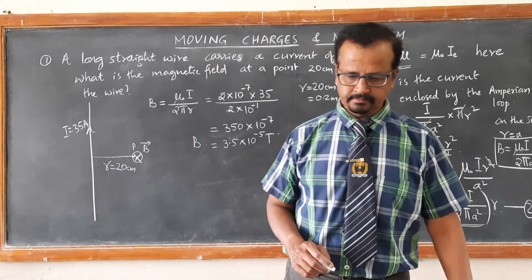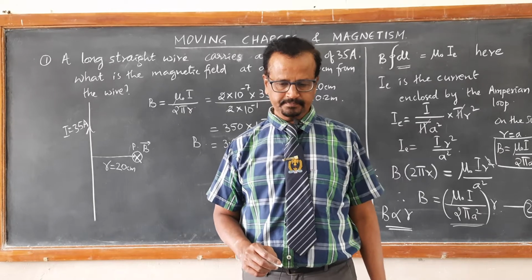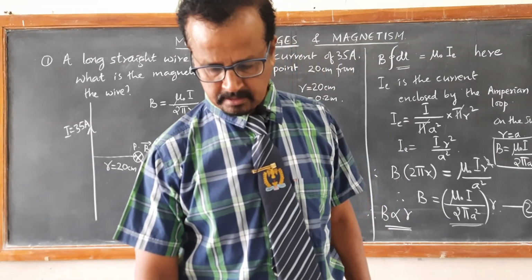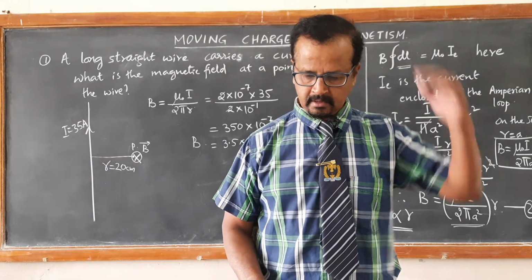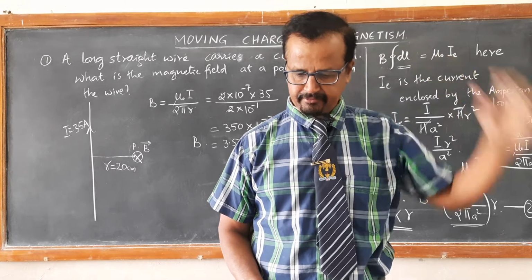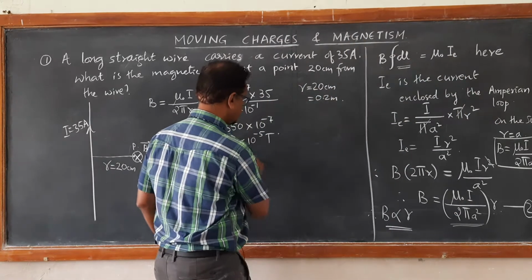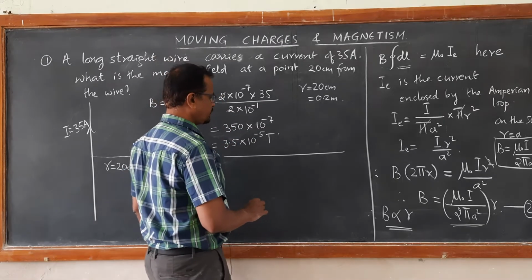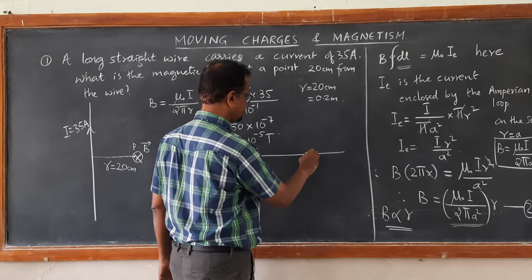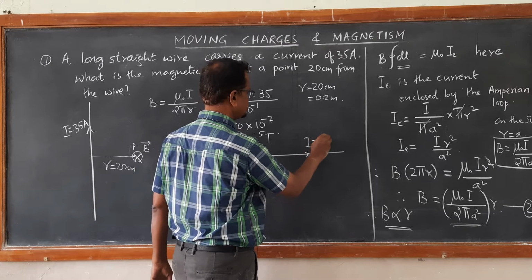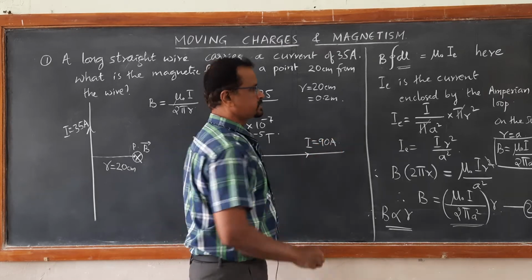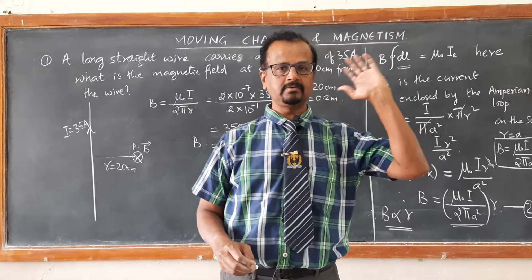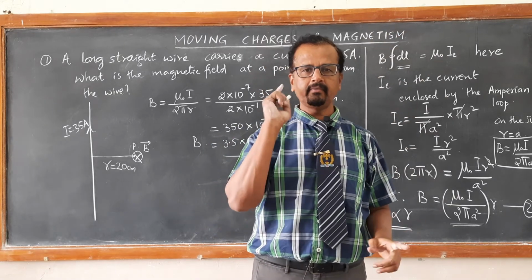This is one problem. There is another similar problem. There is a horizontal overhead power line which carries a current of 90 amperes. You must have seen the overhead power lines.